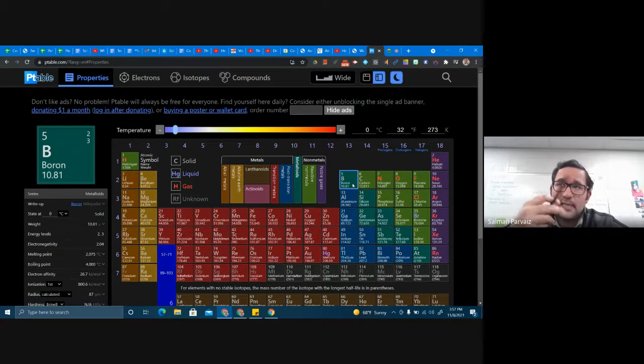Now, if boron 10 and boron 11 were both found in equal amounts in nature, let's say 50% of the boron that you find in nature is boron 10, and 50% is boron 11, then on the periodic table, the average atomic mass would show up as 10.5, right in the middle of 10 and 11. But that's not the case.